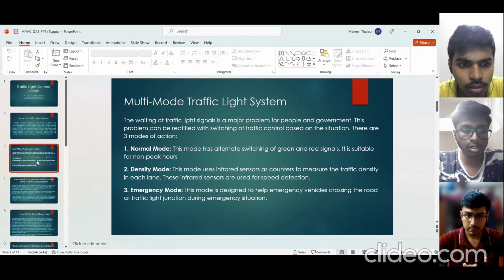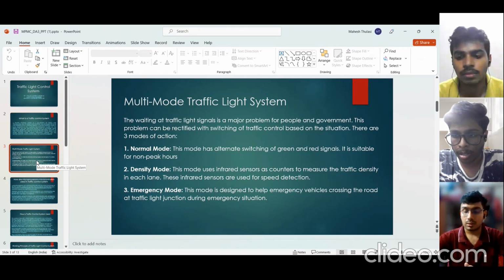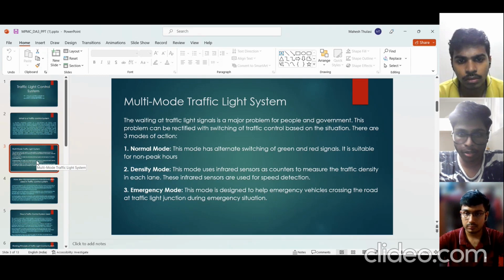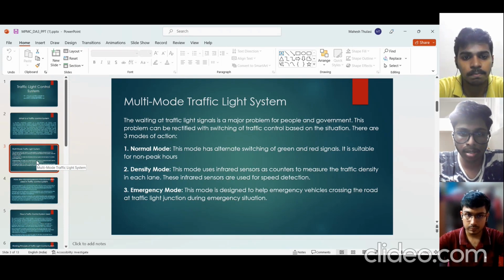Now let's see the multi-mode traffic light system. The most common problem in the traffic light is waiting time. So in order to tackle it, we have three types of modes. First is normal mode. This mode has alternate switching of green and red signals. It is suitable for non-peak hours. Second is density mode. This mode uses infrared sensors as counters to measure the traffic density in each lane. Third, emergency mode. This mode is designed to help emergency vehicles cross the road at traffic light junctions during emergency situations.